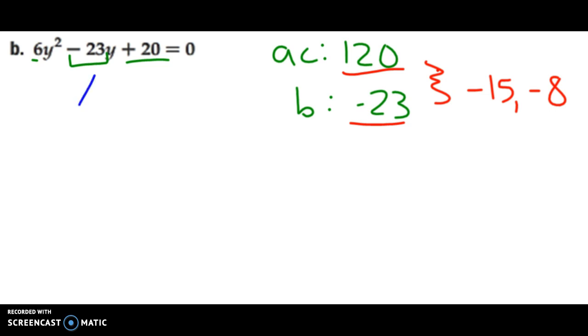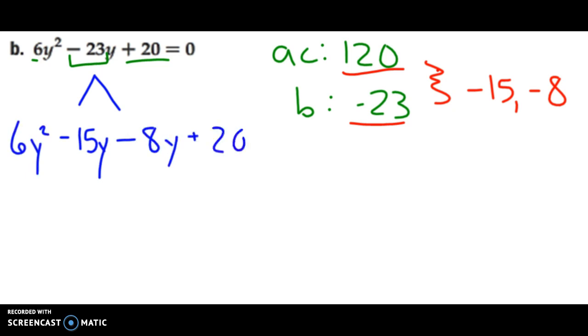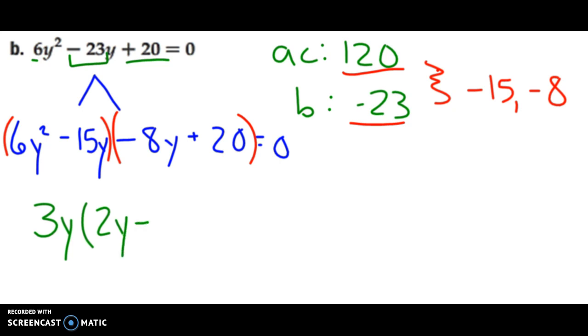So, I'm going to rewrite negative 23y as minus 15y, and I'm going to write it as negative 8y. And so, I have 6y squared, and then plus 20 at the end. I break them up into separate parentheses. And 6y squared minus 15y, I can take a 3y out of everything. I'm left with 2y minus 5. And then over here, you'll notice that I have minus 8y plus 20. Well, I can take a negative 4 out of both of them.